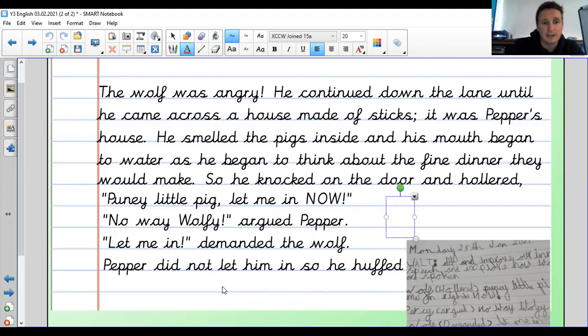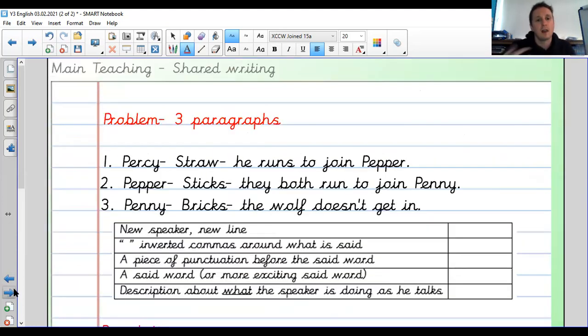So that is paragraph 2. I could carry on. Pepper did not let him in, so he huffed and he puffed and he huffed and he puffed and he blew the house down. The wolf opened his jaws really wide and tried to eat both of them, but they both ran away. All right. And then you can move on to the last paragraph.